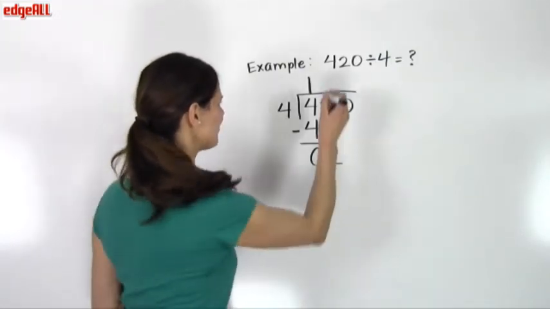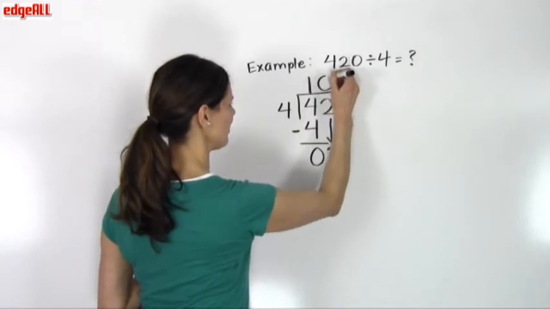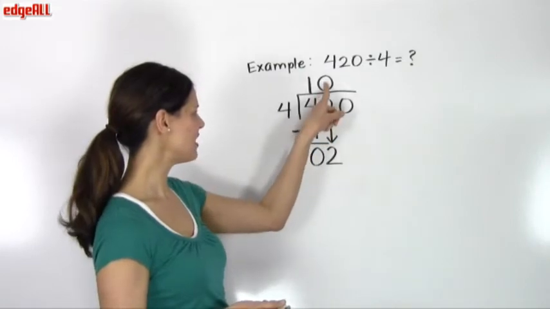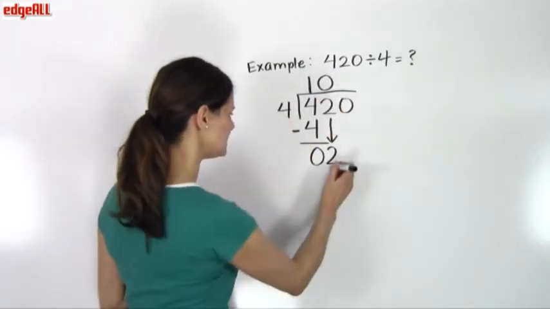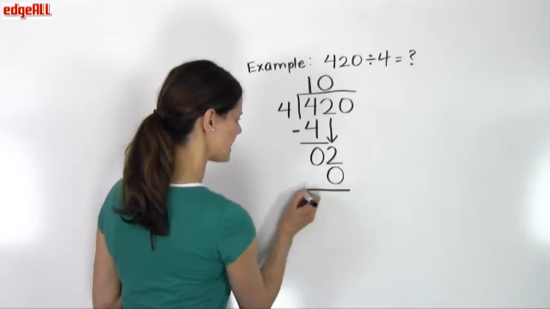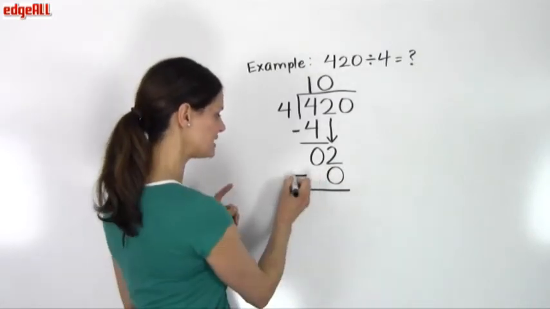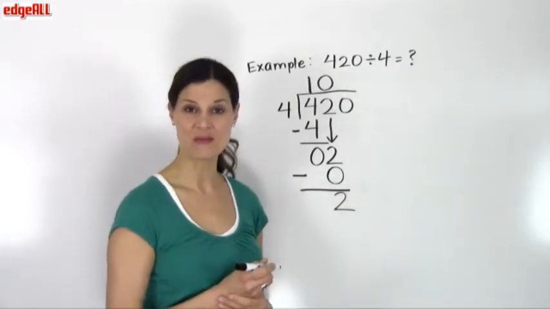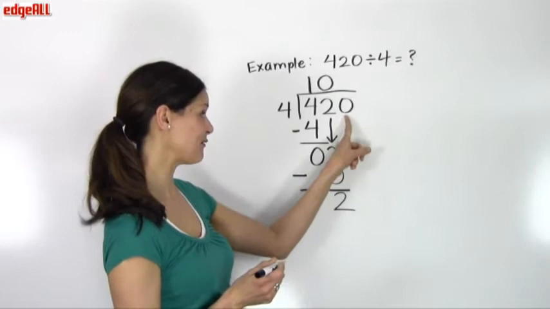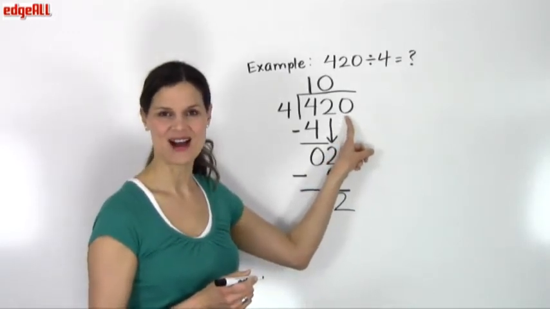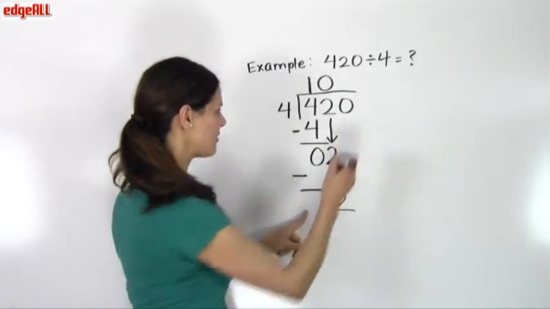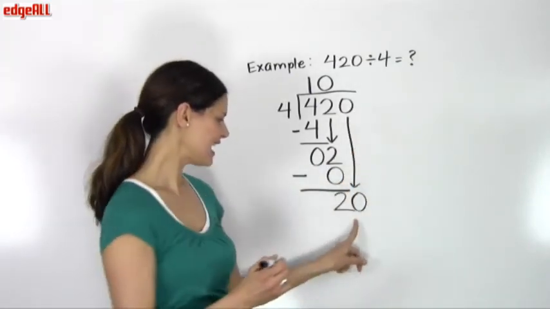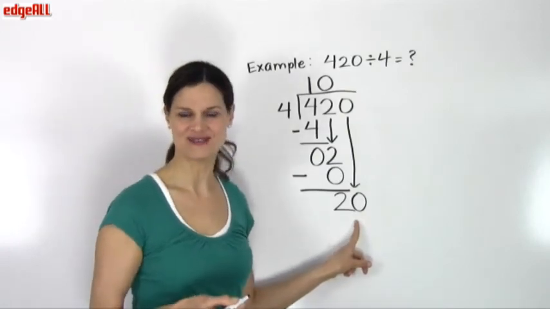So I put a 0 right here and perform this next calculation. 0 times 4 equals 0, and I place that number right here. I go ahead and subtract: 2 minus 0 equals 2, and I still have one more calculation to perform. I still have one more digit to work with in my dividend, so I pull that next number down, and now I have a very simple and straightforward division problem to work with.